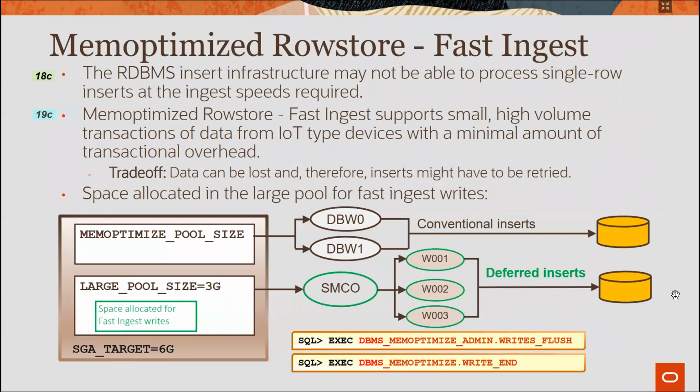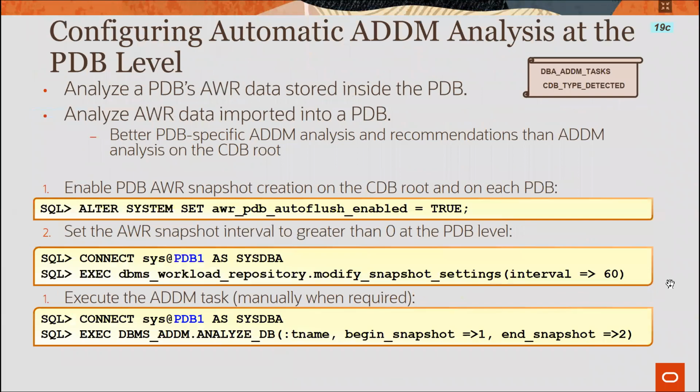So it supports those high volume, small transactions that are coming from maybe your phone, maybe the internet, or wherever it's coming from. The problem is we still could end up having some data loss. Inserts might have to be retried, but we are managing it faster. This will improve over time. Next slide.